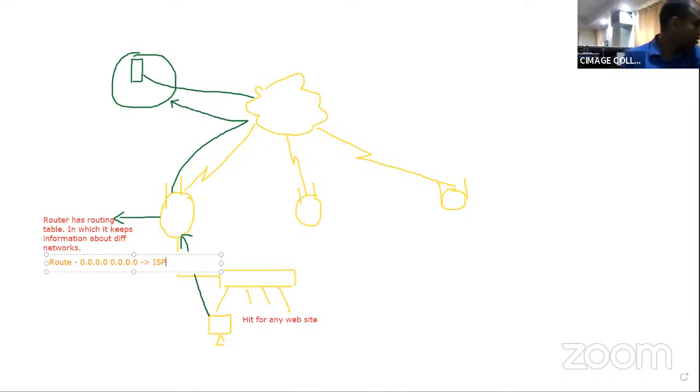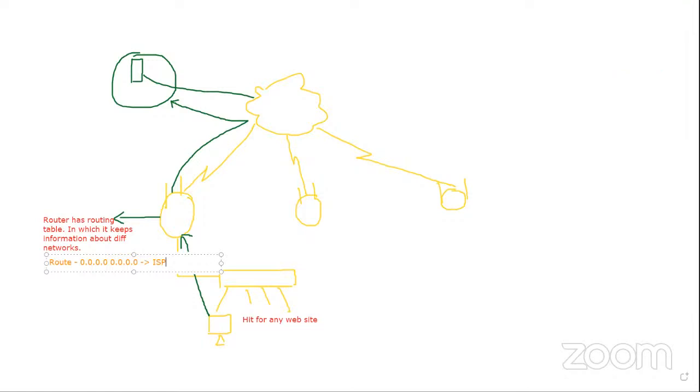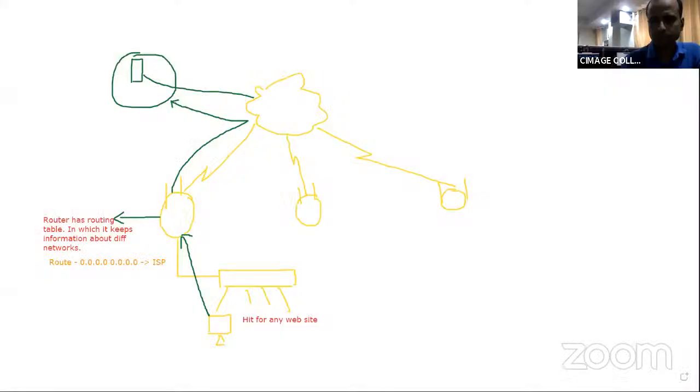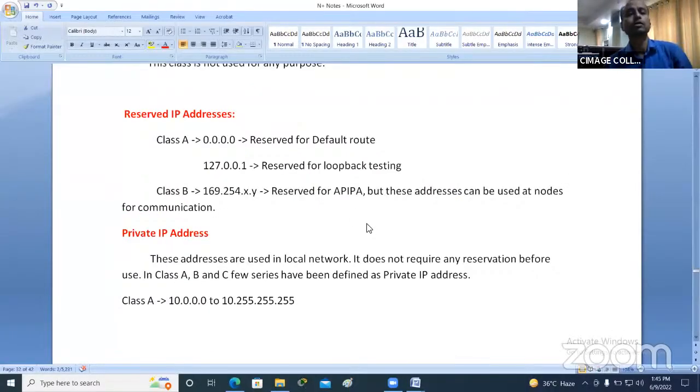This is the concept of the class A reserved series. Now, again in class A, one more series, that is 127, is reserved for loopback testing.